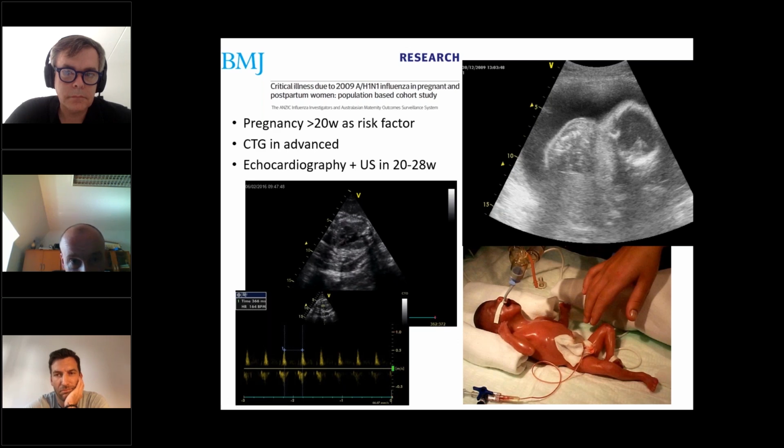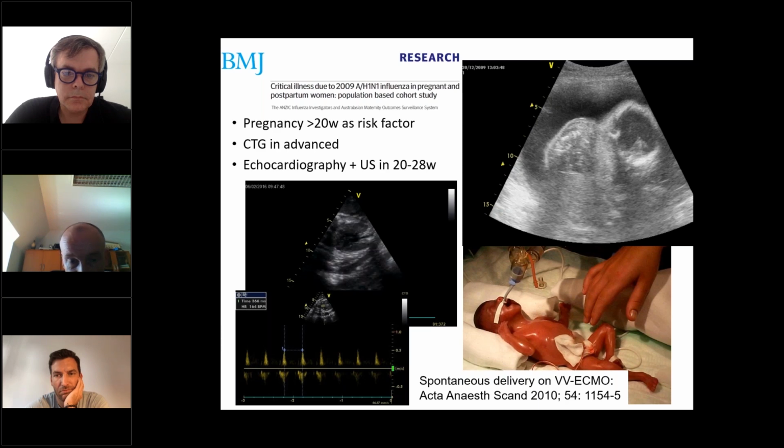Sometimes you actually have to cooperate with neonatology when you have a spontaneous delivery on ECMO, but this is a very rare situation, by the way. This girl is now doing very well. She weighed some 650 grams when she was born directly in the adult ICU after the VV ECMO was connected.